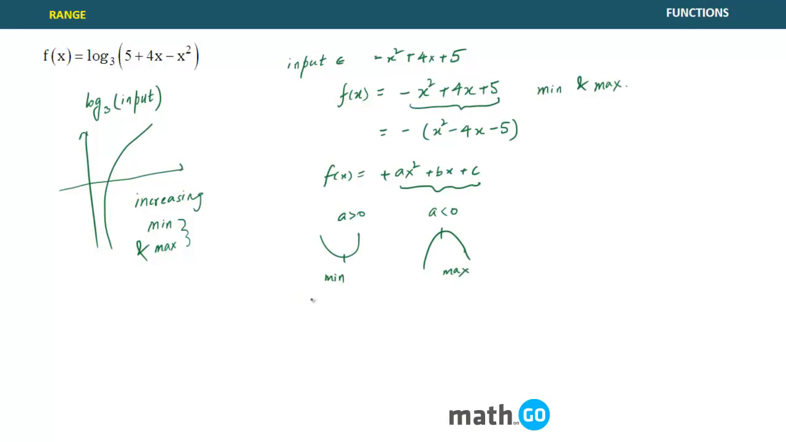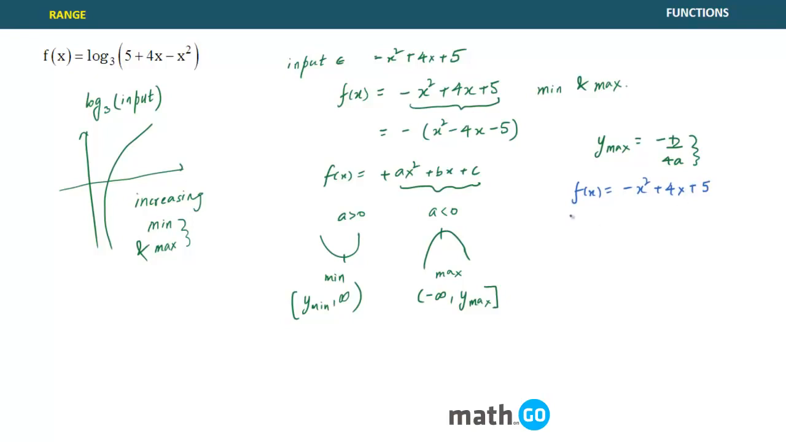Here the range would be what? y min to infinity. And here the answer would be from what? Mind the brackets, it will be a round bracket. So here it would be from minus infinity to y max. And what is y max? Yes, y max was nothing but your minus D by 4a. So if you directly apply this property to this function, your function is minus x square plus 4x plus 5.